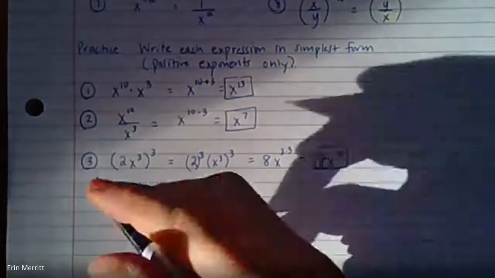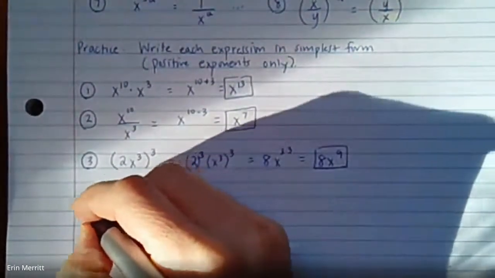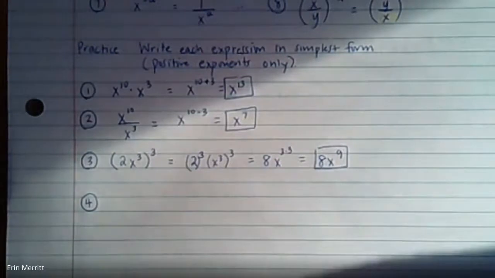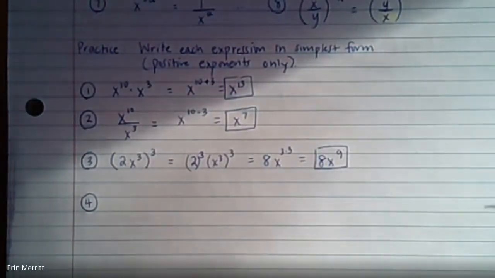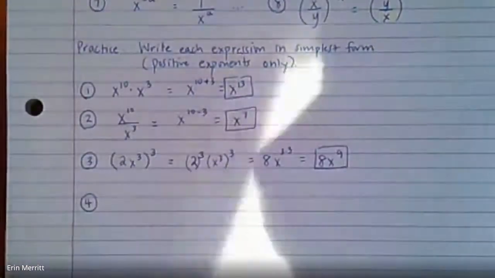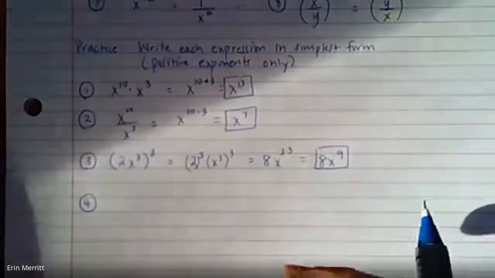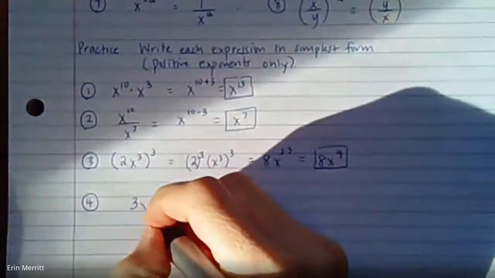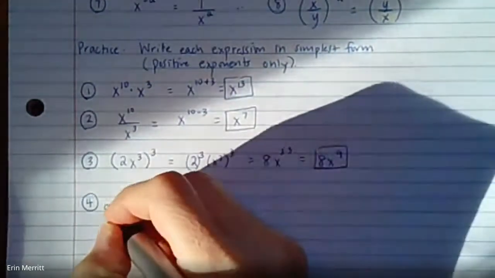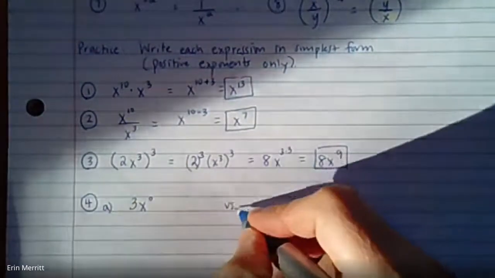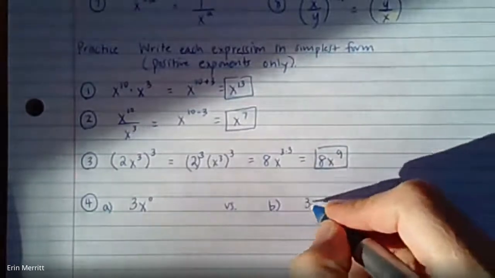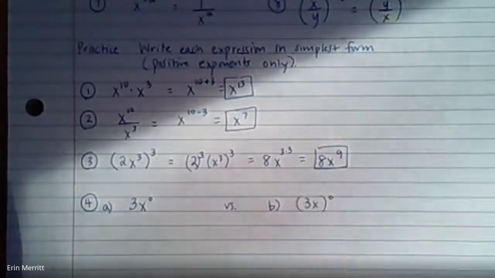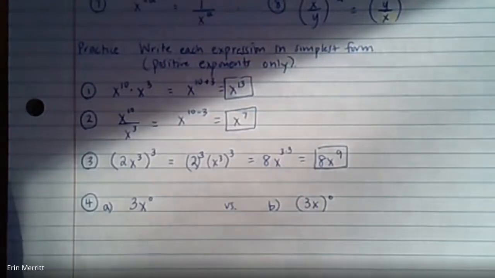All right, the next one, let's compare 2 for this next one. This is a good one to kind of point out here. If I give you 3x to the 0, let's call that part A, versus part B, the quantity 3x to the 0. See if you can figure that one out.